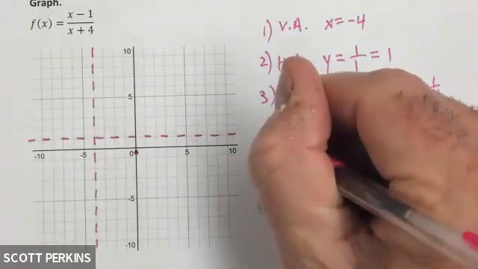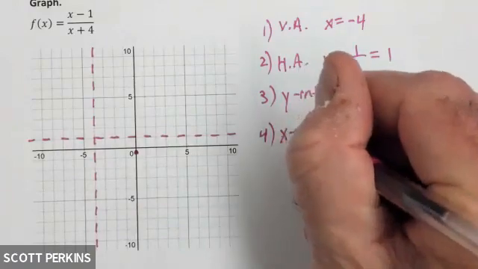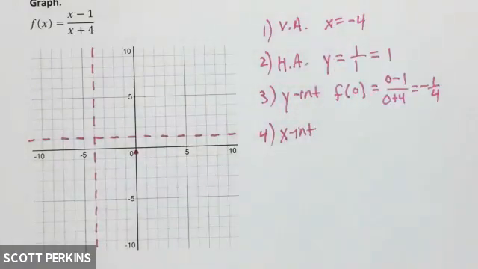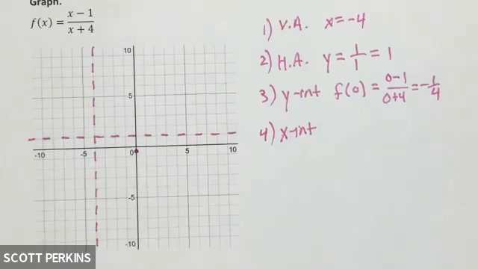The fourth thing is I'm going to find the x-intercept. The x-intercept is when the function equals 0. Now, here's a nice thing about, probably the one nice thing about dealing with a rational function. The only time a fraction is going to be 0 is when the top's 0. So I don't have to worry about the denominator in this case.